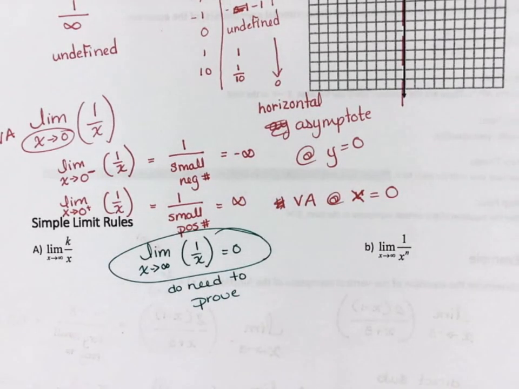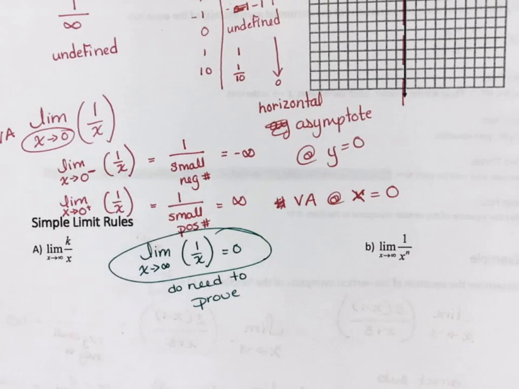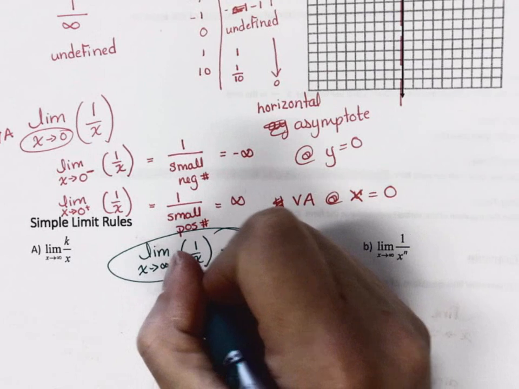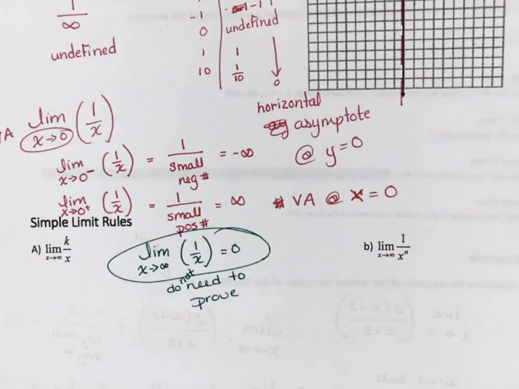So you don't need to prove it, you just need to know it. We don't need to prove, right? Because it says... Oh, sorry. Do not need to prove. Thank you for correcting me.